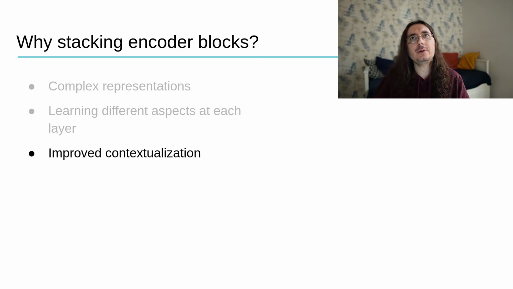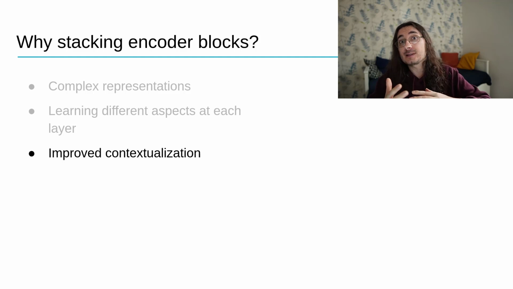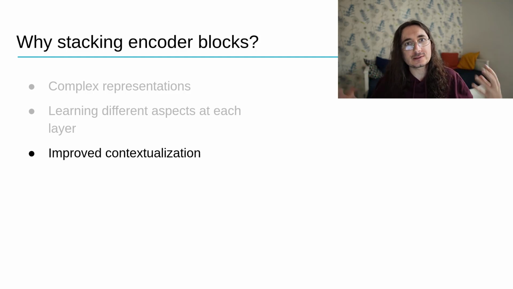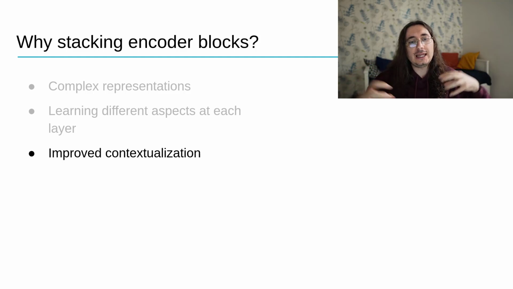Finally, if you use multiple encoder blocks, you're going to have improved contextualization. What is contextualization in this particular case? Well, it is the ability of having representations where each word knows about all the other words. So it knows the context, it knows all of this relationship between those items.